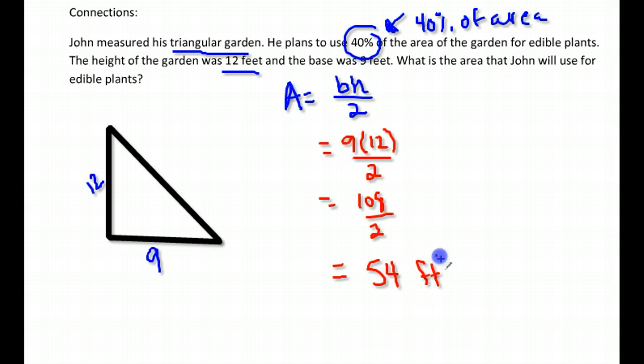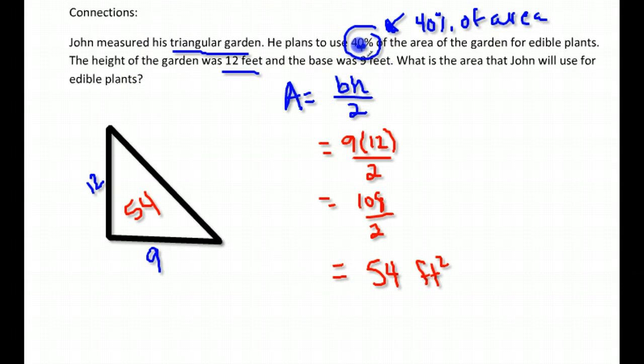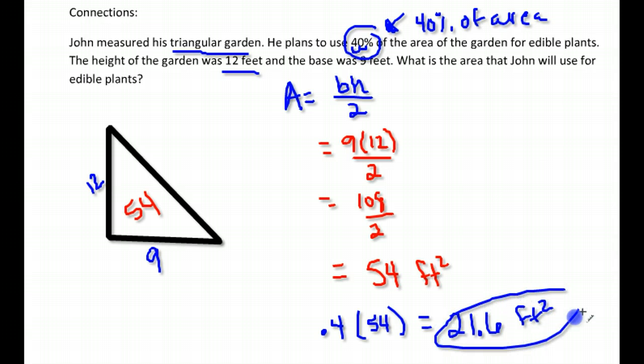Okay, and this is in square feet. So the area of John's garden is 54 square feet. 40% of that is used for edible plants. So how many square feet are used for edible plants? Well, we change our percent to a decimal and multiply by the total area. What is 40% of 54? So we're taking 0.4 times 54 and we get 21.6. So 21.6 square feet of his triangular garden will be edible plants.